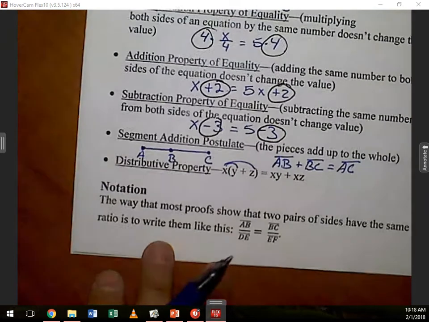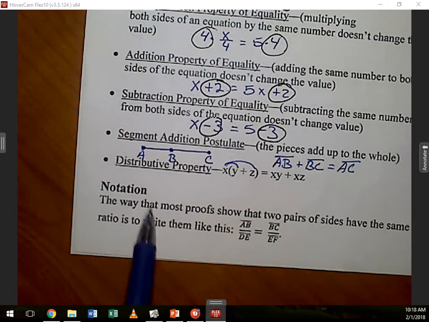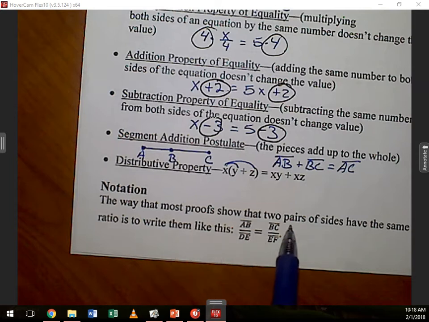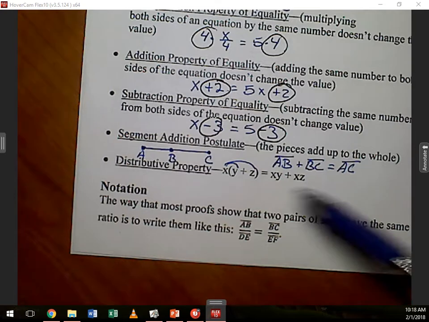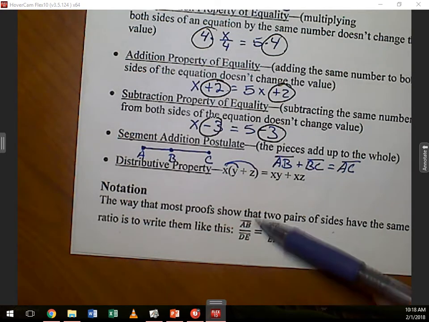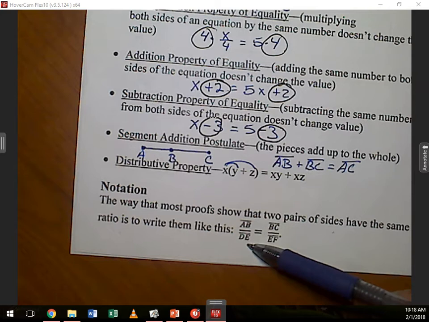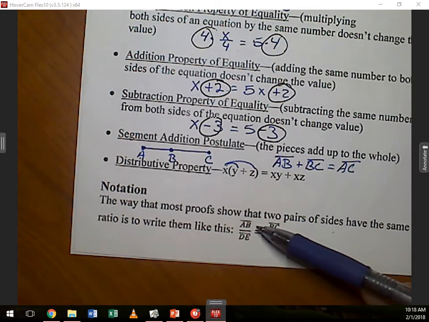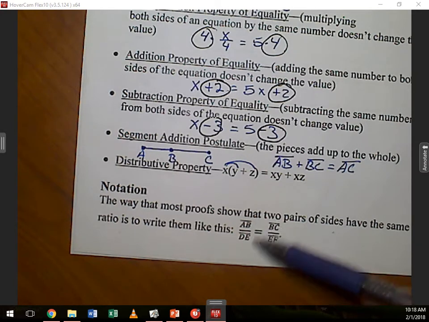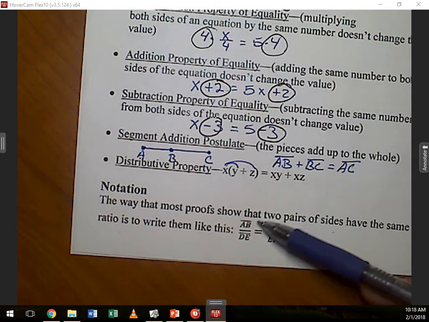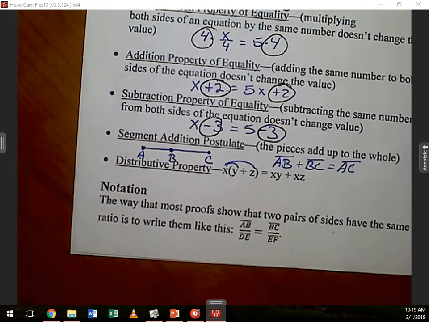And for notation, the way that most proofs show that two pairs of sides have the same ratio is to write them like this. So write my ratios together, my line segments that go together. Remember we talked about corresponding sides yesterday? Instead of just putting numbers, we're going to put the segments for these.